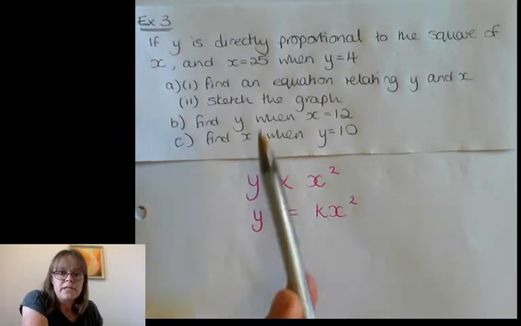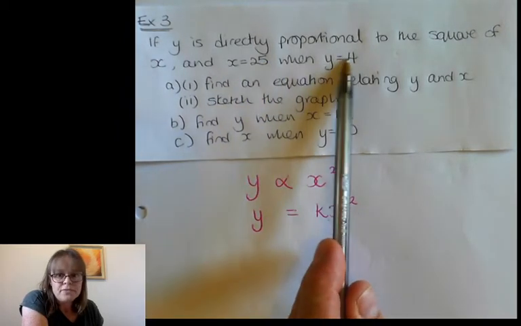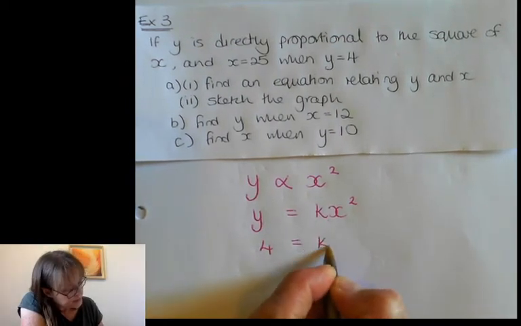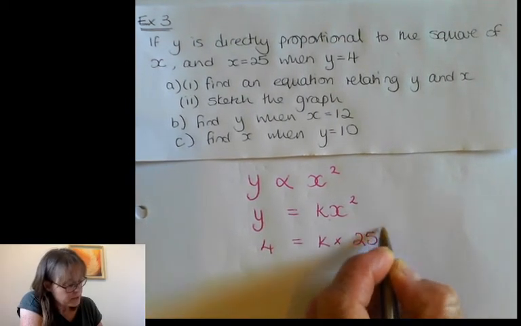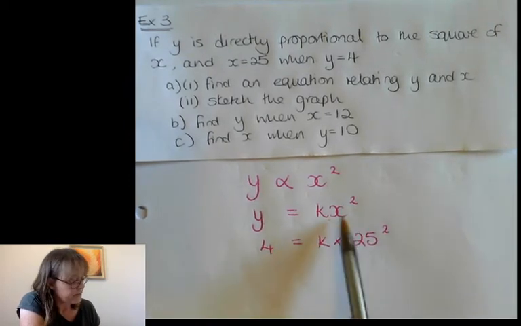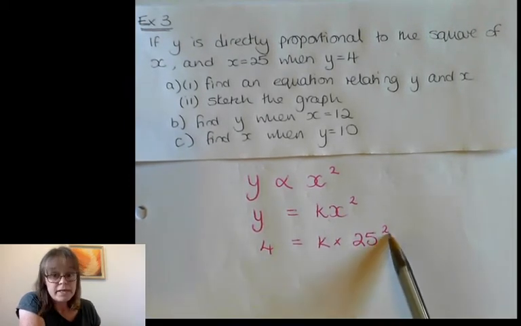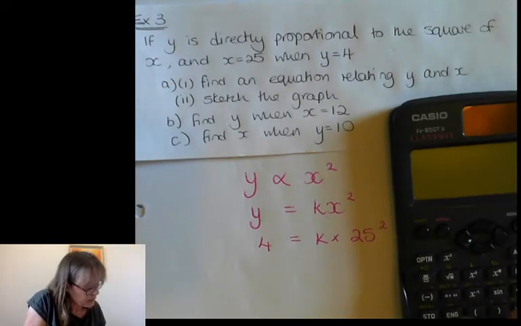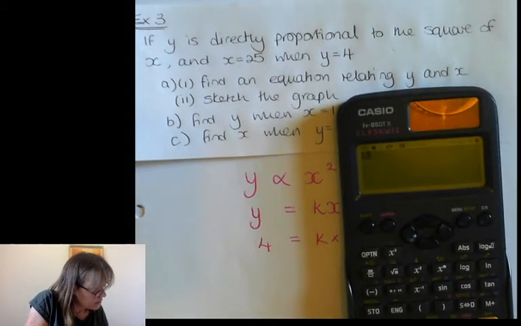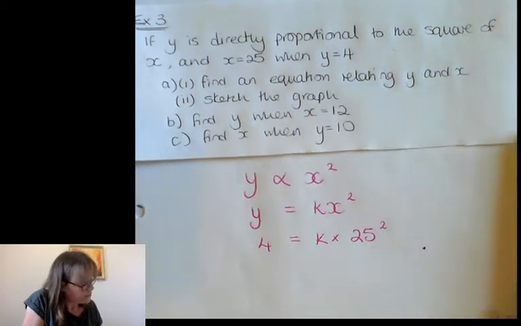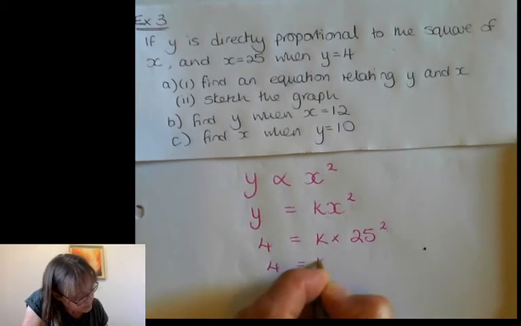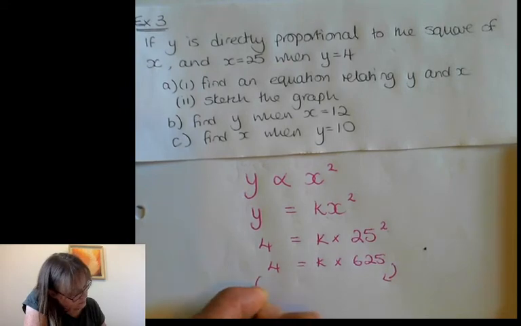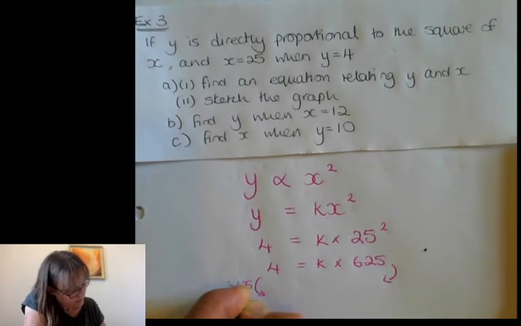So somewhere in the question is some information that will allow me to find out what k is. So y is 4 when x is 25. Now don't forget that squared. That still needs to be there. It doesn't go anywhere because this says x squared, so this needs to say 25 squared. Okay, now I need to find k, so to do that I'm just going to work out what 25 squared is. That's 625, so this really says 4 equals k times 625. I want to get the k on its own, so I'm going to divide by 625.